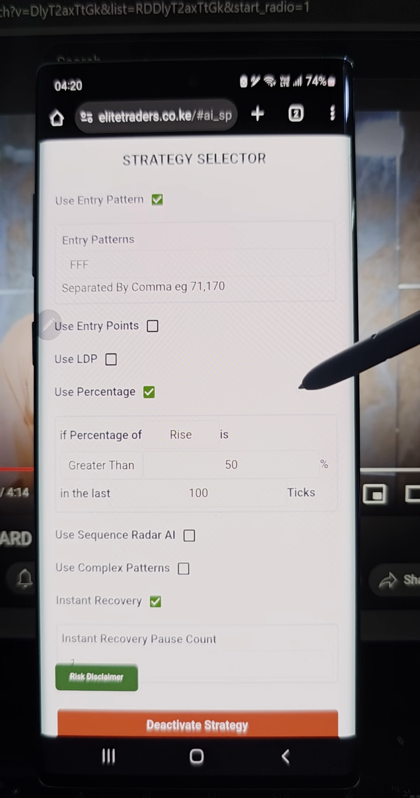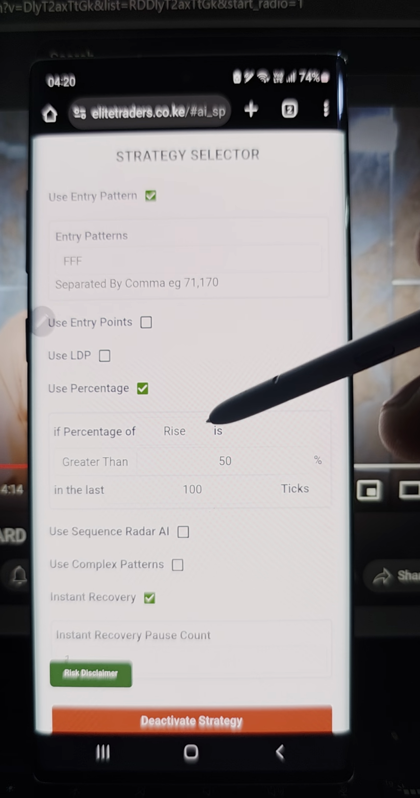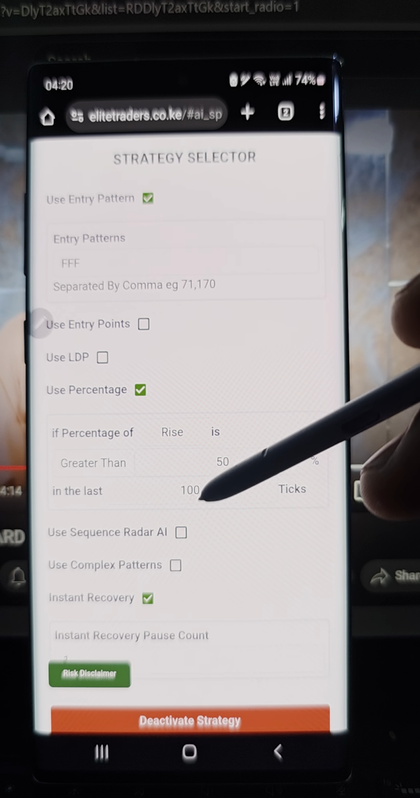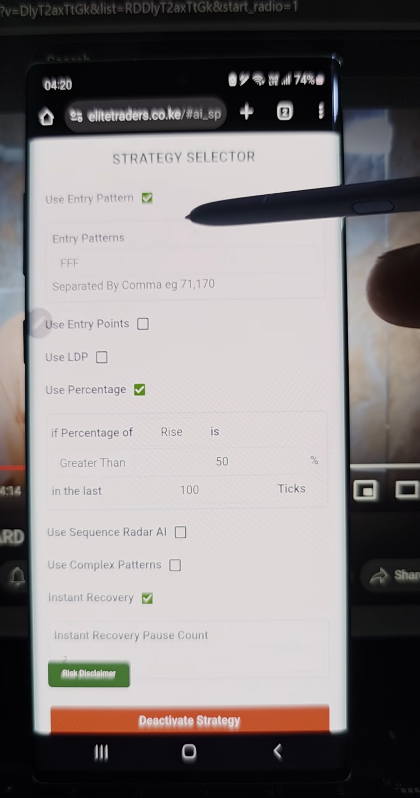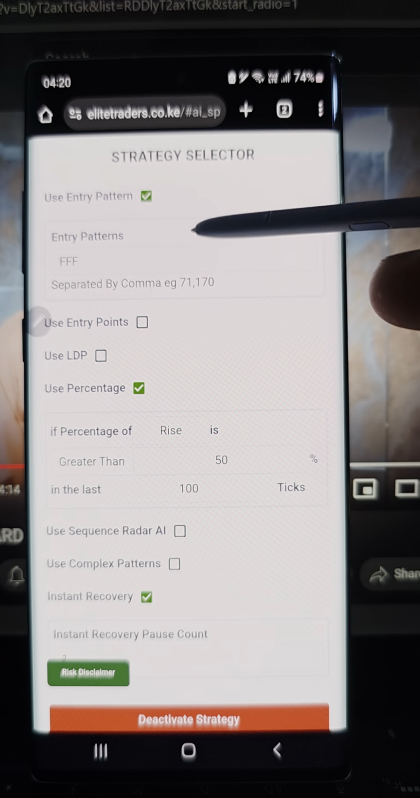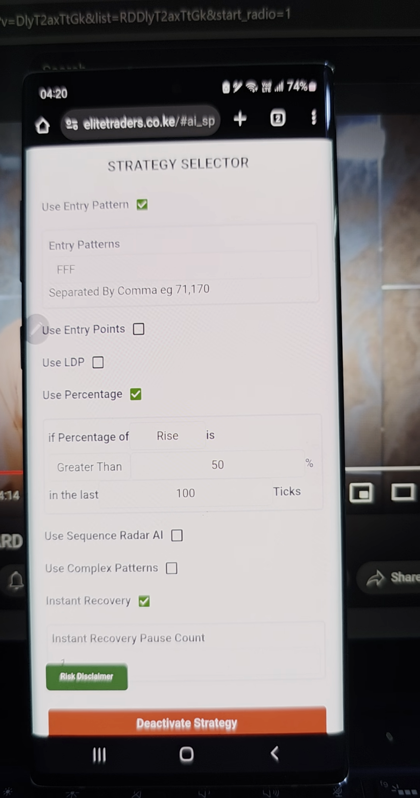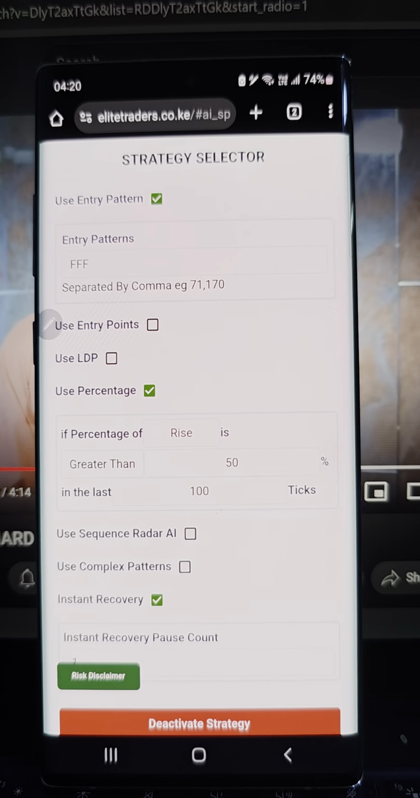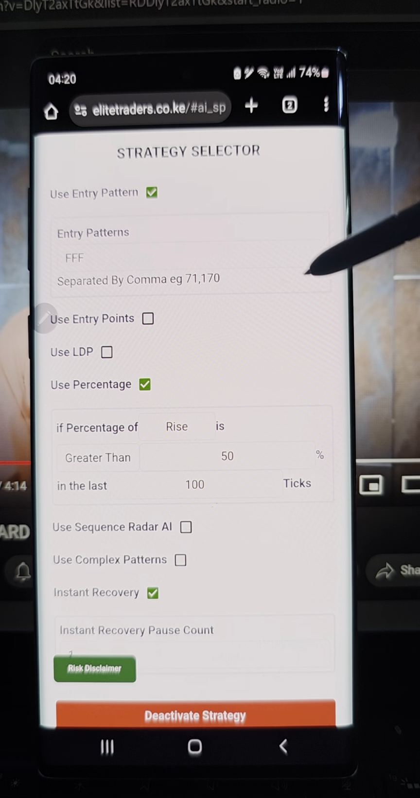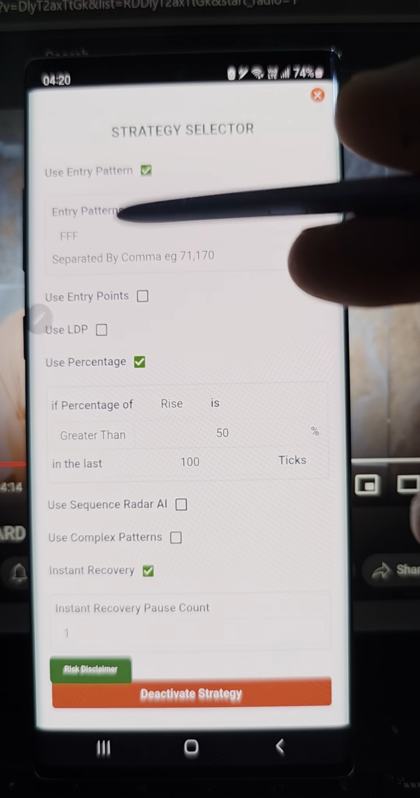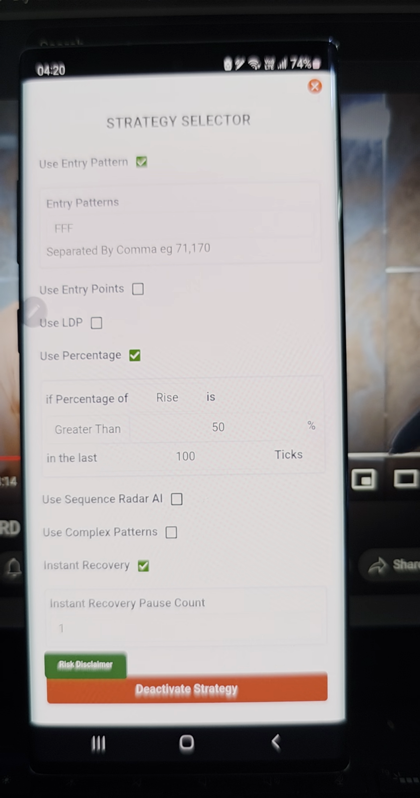We are analyzing the market by the use of percentage. That is, the rise should be more than 50% for the last 100 ticks. Then this is the entry point. Our entry point is fall, then we get a rise. If the market falls 3 times consistently, then we get in on a rise.